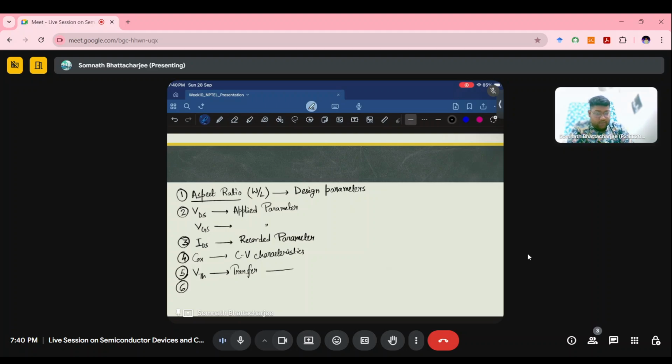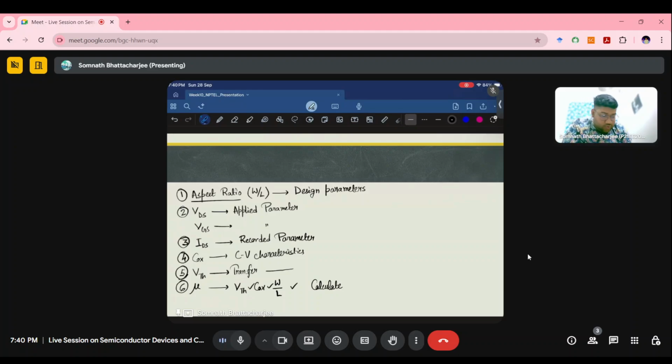Now the next value we need to know is the mobility. So how to get the mobility? For the mobility, we need the value of VTH, the value of Cox, and the value of W by L. All these things we already know, so we can just calculate the value of mobility from these values.